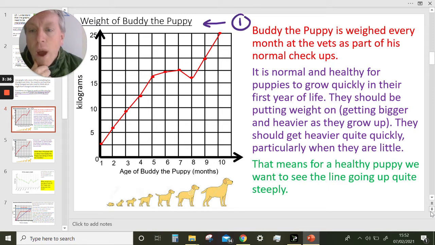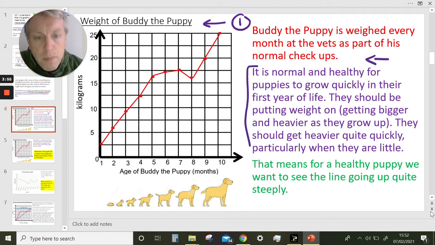This says weight of Buddy the puppy. Okay, it's a puppy. And we've got a bit of information here that tells us Buddy the puppy is weighed every month at the vet's as part of his normal checkups. And there's a bit more information here, which is important. It is normal and healthy for puppies to grow quickly in their first year of life.